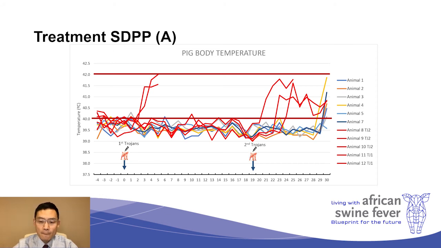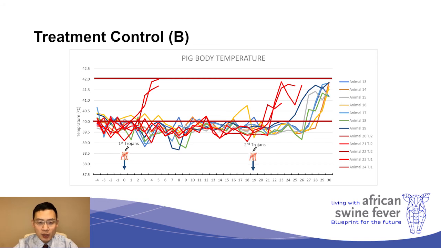If we compare to the control group, as you can see here, the control group, again, similarly to the plasma group, all the challenged pigs developed high fever pretty quickly after injection. However, the contact pigs in the control group seem to develop the high fever much quicker in the early days compared to the plasma group.